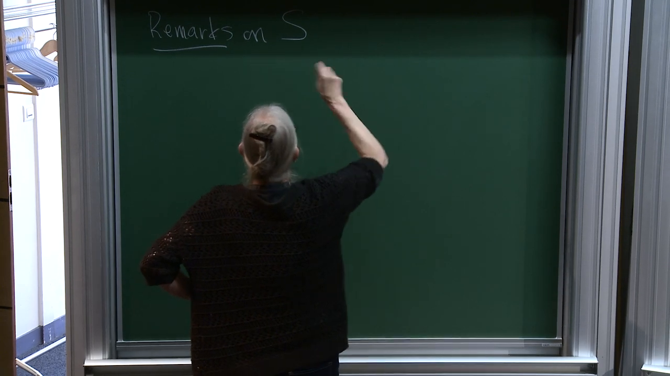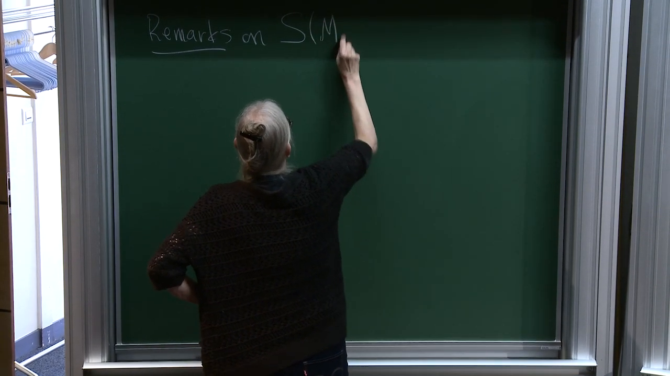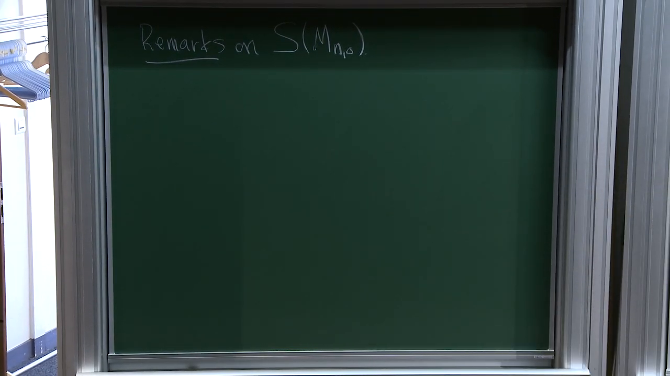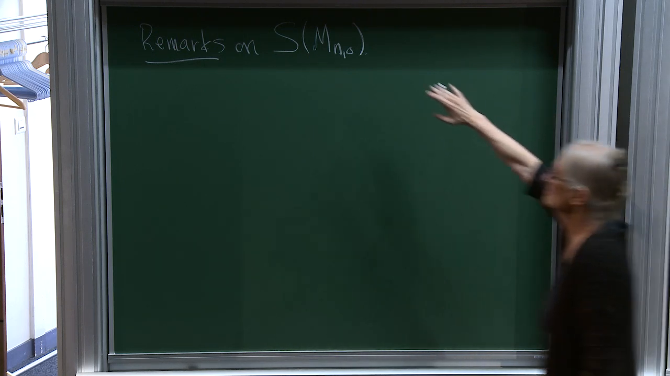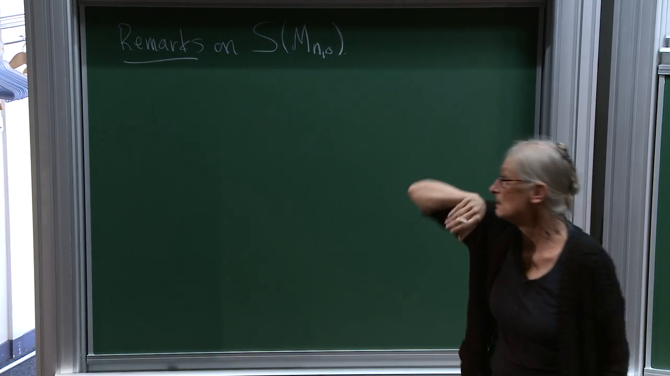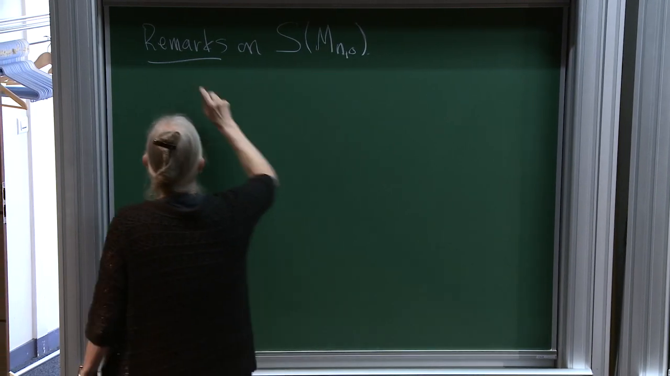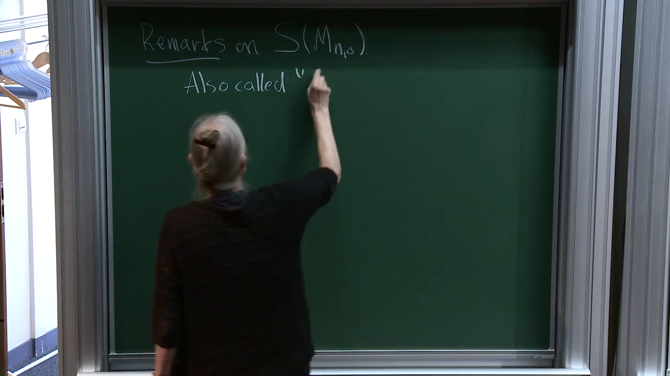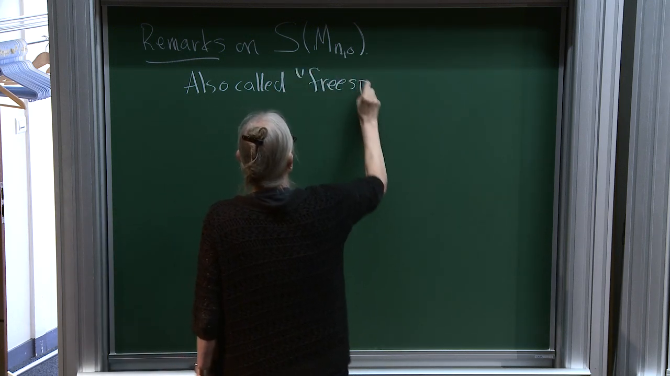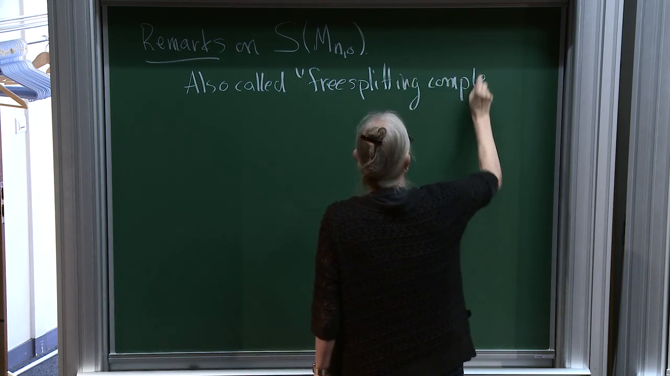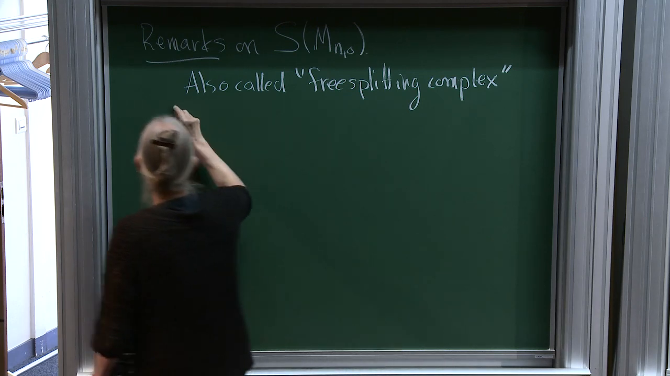Let's start with no punctures. So, in the literature, people have studied this often using the graph or tree model of outer space. And it's also called, in the literature, the free splitting complex of the free group.